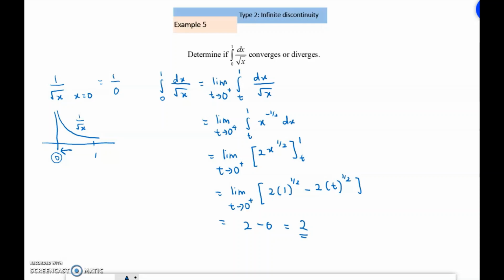So this means that the integral converges with value 2.